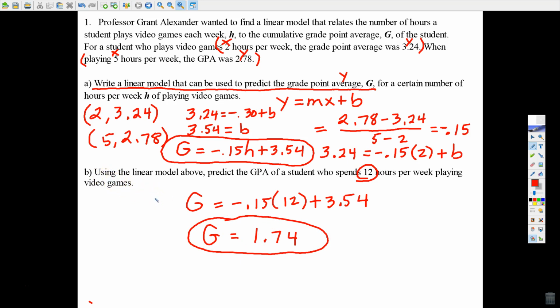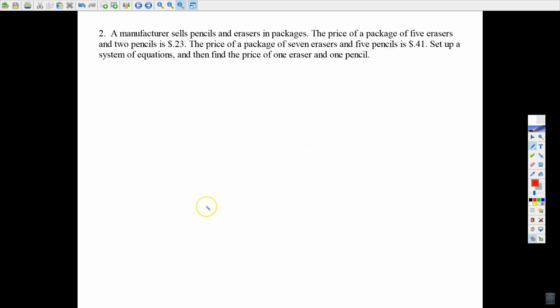So be deliberate. When it's asking for a linear model, give me that without plugging anything in for h. Just give me the model, then show me how you use the model. Okay? And so we're done with number 1. Any questions? No questions? All right. Let's take a look at number 2.